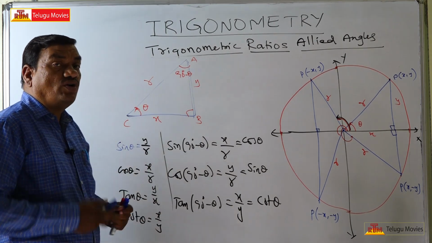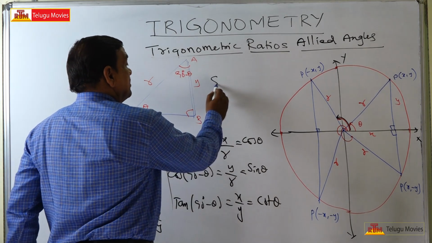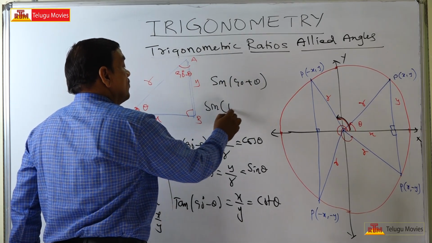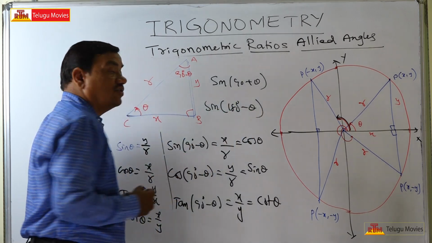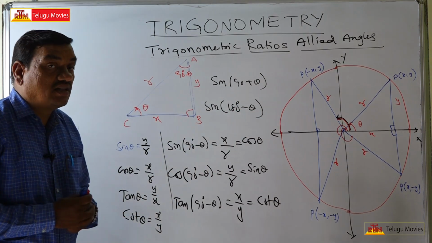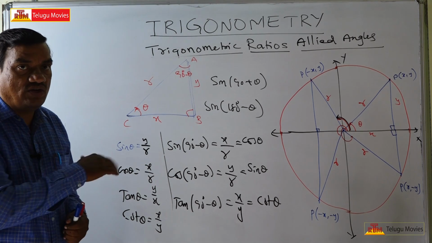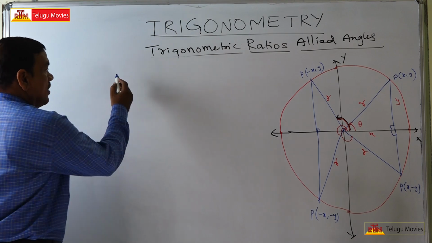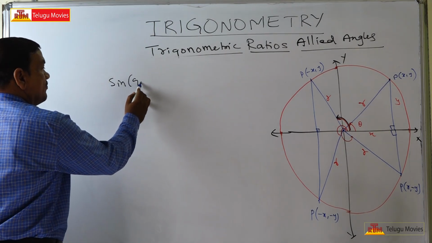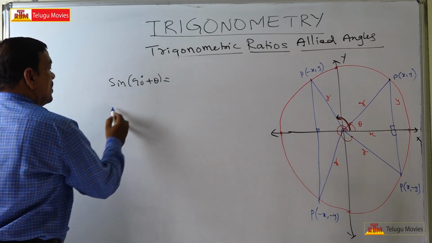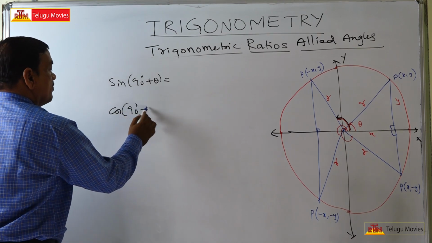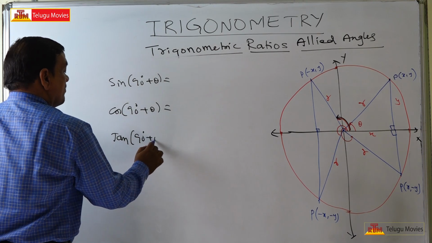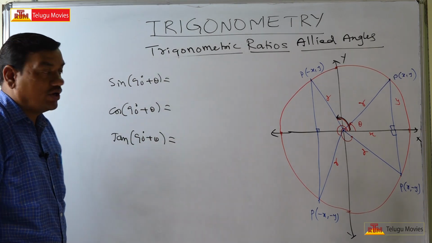Then, what about sin of 90 plus theta, or sin of 180 minus theta? How to prove those values, we are going to see here. Dear students, now I am going to explain the values of sin of 90 degrees plus theta, cos of 90 degrees plus theta, tan of 90 degrees plus theta. I am going to find them out.